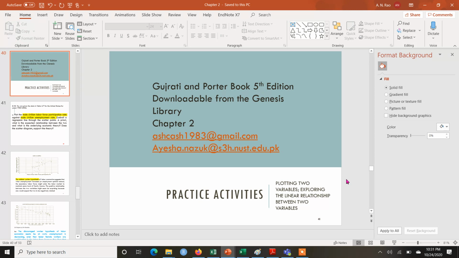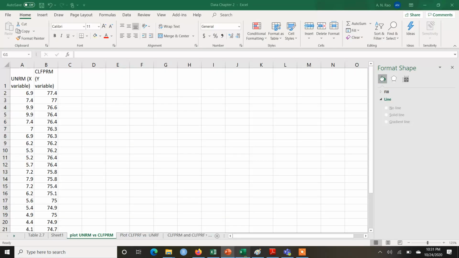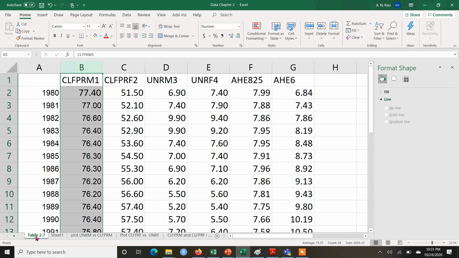So let me show you the questions on plotting two random variables in Microsoft Excel. The first question is from chapter exercises 2.14. You're given the data in table 2.7. I'll shortly show you this table in Microsoft Excel. So let me show you the data. This is table 2.7.